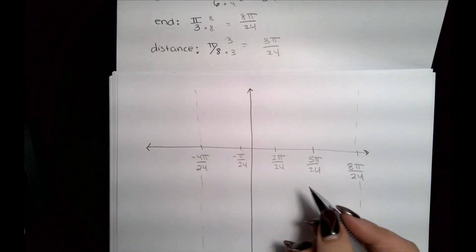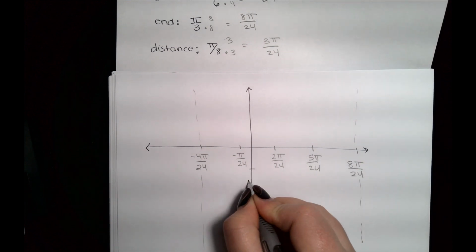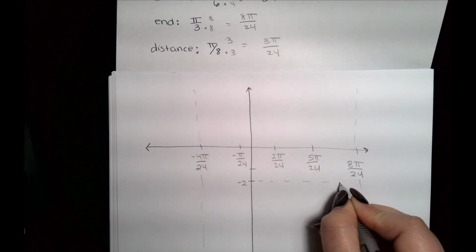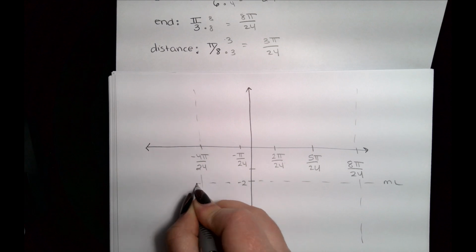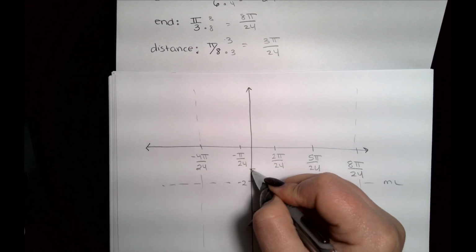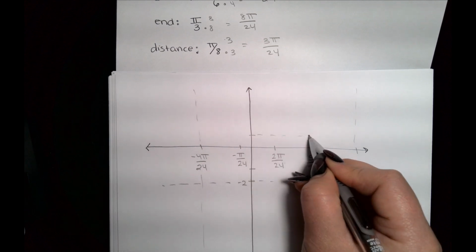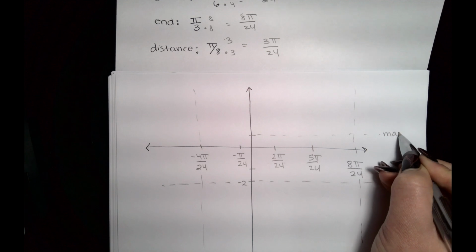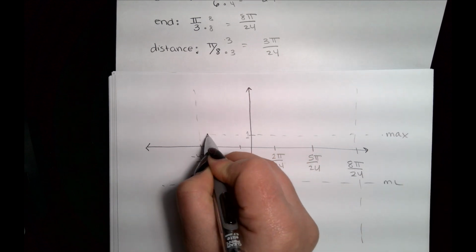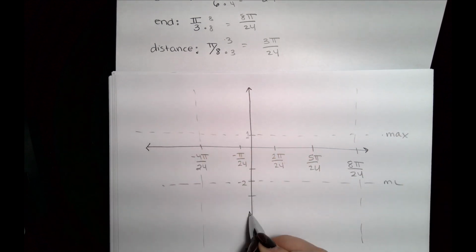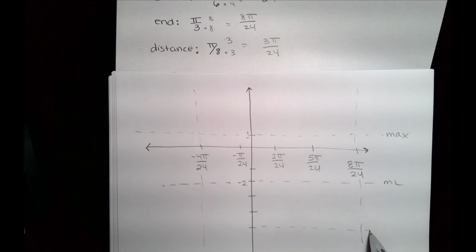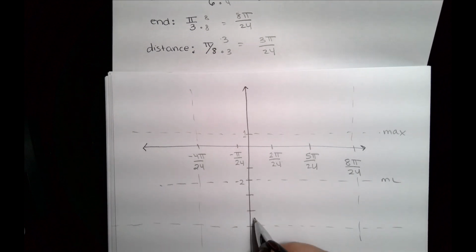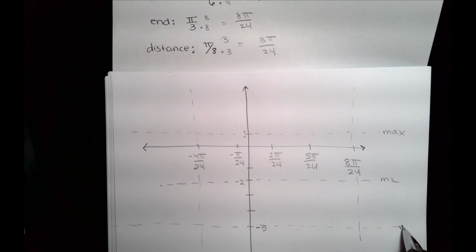That means that we are at a midline. Where's our midline? At -2. 1, 2, -2, midline. Amplitude is 3. 1, 2, 3 is our maximum at +1. 1, 2, 3 minimum. So -2, -3, -4, -5 is our minimum.